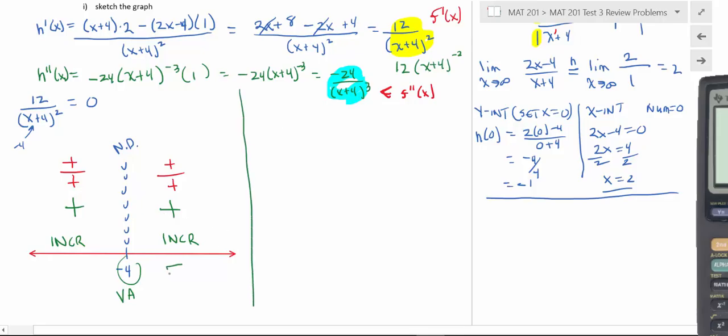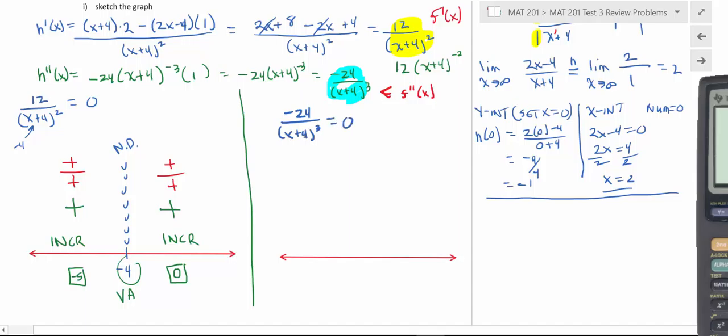Now you can do test points. If you did say 0 there and negative 5 there, trust me, it'd work out to be plus plus. But if you can do something in your head and save time, then by all means do that. Okay, so the next thing I want to do is a sign chart for the concavity. When we worked out the second derivative, we had negative 24 over (x plus 4) to the third.